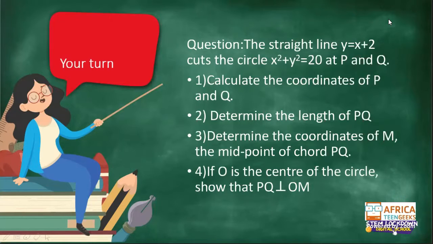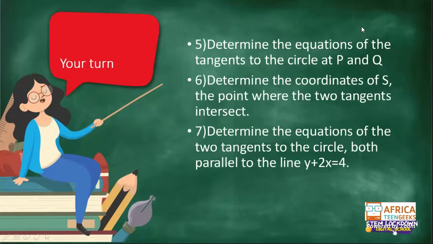All right, so let's go to the next question. Determine the equations of the tangents to the circle at P and Q. Determine the coordinates of S, the point where the two tangents intersect. Determine the equations of the two tangents to the circle, both parallel to the line y plus 2x equals 4.